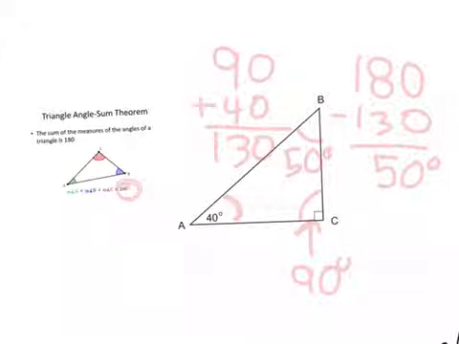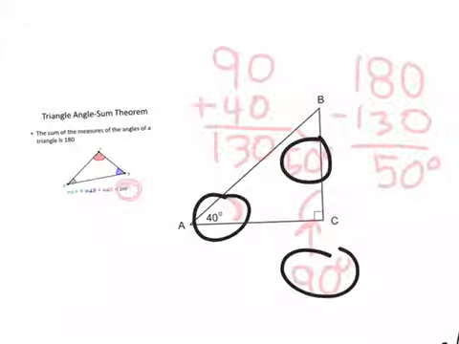I can double check and make sure by adding. That's what I would do. I would say, well, does 50 plus 90 plus 40 all equal 180 degrees? And I just checked, it does. If I add up 50 and 90 and 40, all of them will equal 180 degrees.